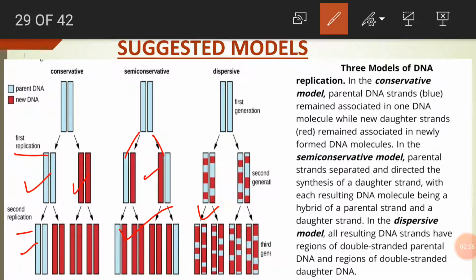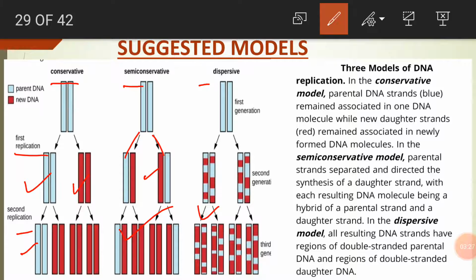If we see first, conservative. Why conservative? Because here the parental DNA is conserved as it is, so it was named the conservative mode of replication. Now semi-conservative. Why semi-conservative? Because here one parental strand is preserved and the other strand is newly synthesized. Now dispersive. Why dispersive? As the DNA is broken into several pieces and the gaps are filled with newly synthesized DNA.